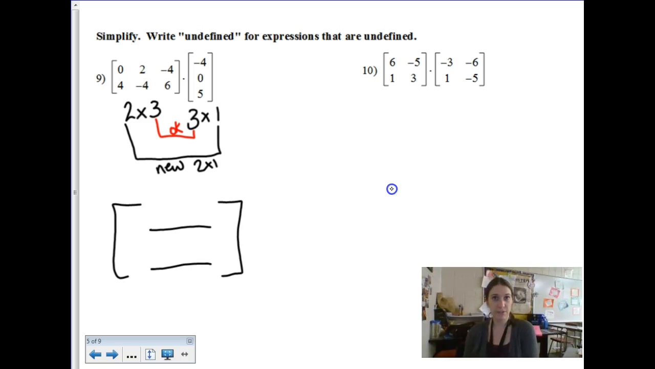Then what I'm going to do, if you have other colors, this is a great time to use them. I'm going to take the rows of my first matrix and the columns of my second matrix, and I'm going to circle them. So there's 2 rows here. I'm going to circle them.